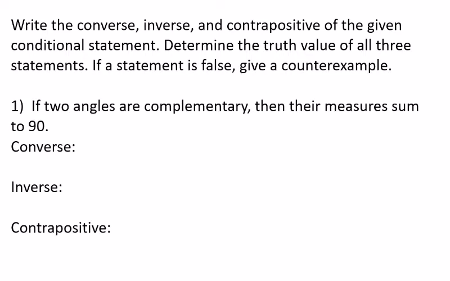All right. So number one, if two angles are complementary, then their measures sum to 90 degrees, or 90. All right. So first, let's write the converse, inverse, and contrapositive. So first, I'm just going to identify the hypothesis, the if, right? So there's the hypothesis, the if part. So in this case, two angles are complementary. The conclusion is their measures sum to 90, right? That's the then part. Okay, so the converse is we swap those, right?